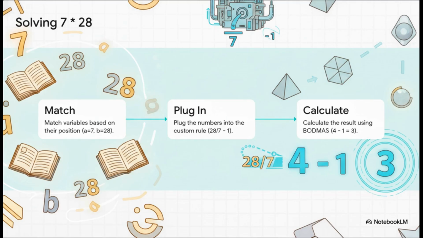The number 28 is in the second position, so B equals 28. Step 2, we just plug those exact values right into the recipe they gave us. It becomes 28 over 7 minus 1. Finally, step 3, we calculate using standard order of operations, or BODMAS. We have to do the division first. 28 divided by 7 is 4, then we subtract the 1 to get 3. If you methodically follow these 3 steps, match, plug, calculate, you'll honestly never get tricked by a custom operation again.